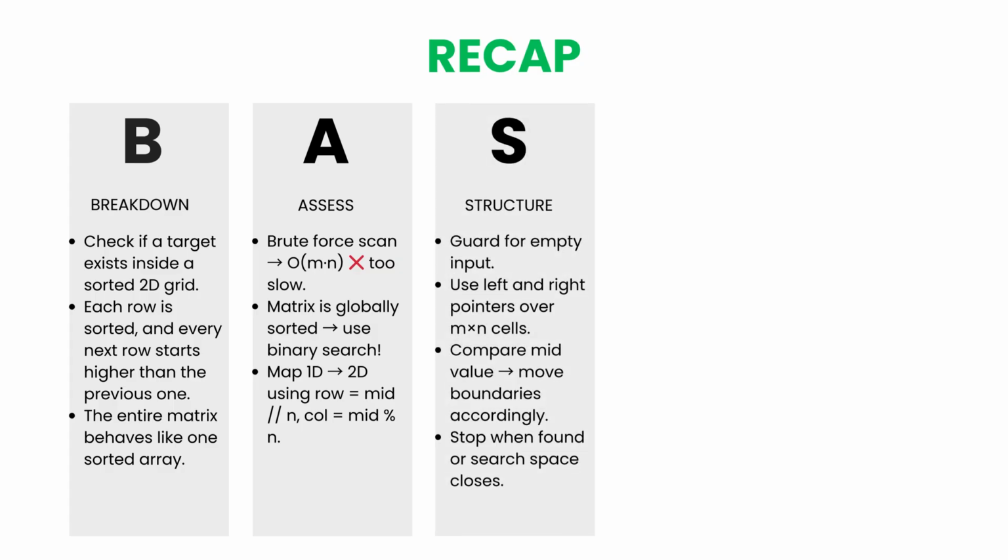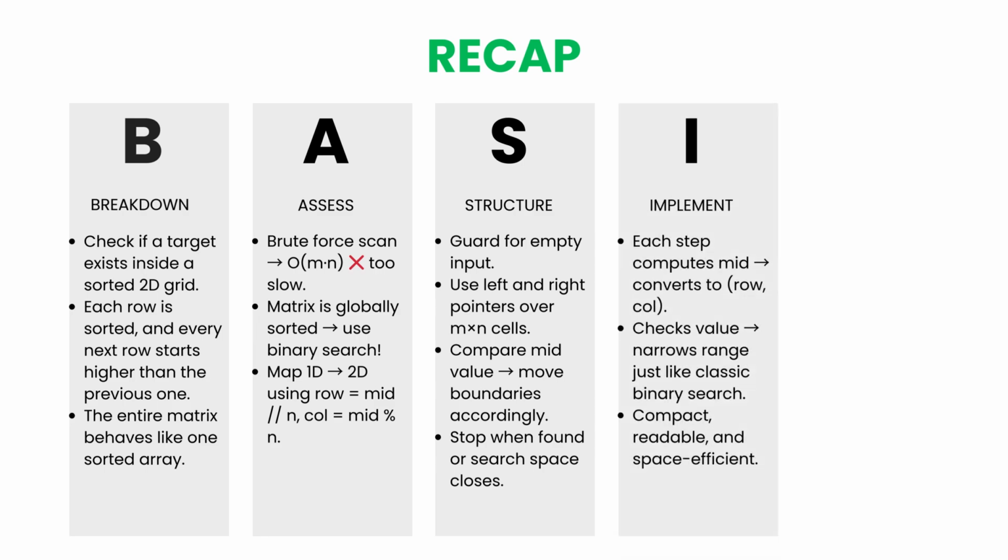Structure recap. The logic was straightforward. Set up 2 pointers, left at 0 and right at m times n minus 1, and repeatedly check the middle index. Convert that index into a row and column, compare the value to the target, and adjust boundaries until you find it or the range collapses.